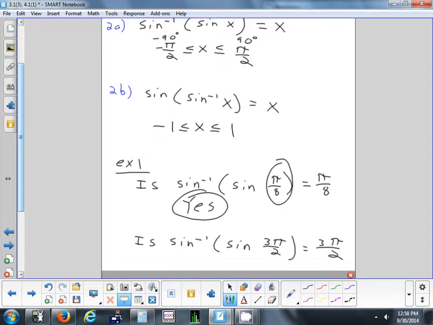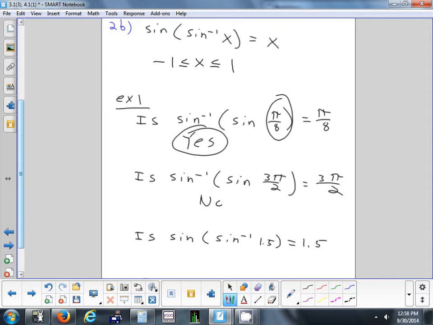The next one says, is the inverse sine of the sine of 3 pi over 2 equal to 3 pi over 2? Okay, first, what formula are we using this time? 2a or 2b? 2a. Yep, 2a again. So that tells us what we have to be between. Does 3 pi over 2 fit in the interval that I'm talking about? No. The highest you can go is pi over 2. This number is 3 times pi over 2. So it's too big. So in this case, the answer is no.